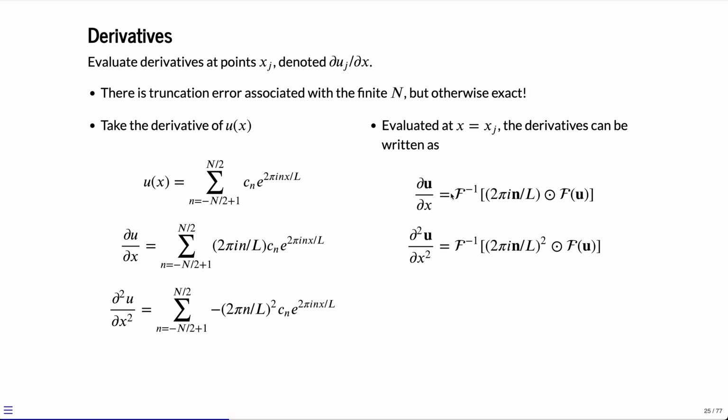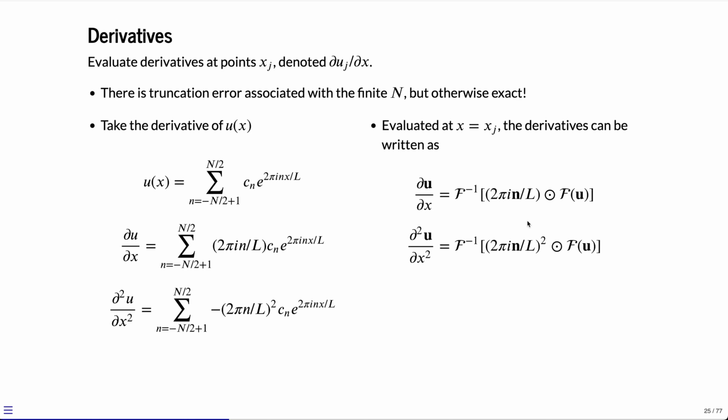here, is just the inverse Fourier transform times 2 pi i n over L times the FFT of u, where this circle dot notation just means we're taking this vector n and multiplying it element-wise by the result of the FFT, or the discrete Fourier transform. And similarly, for a second derivative, it's just minus the inverse fast Fourier transform times this squared times the FFT of u.